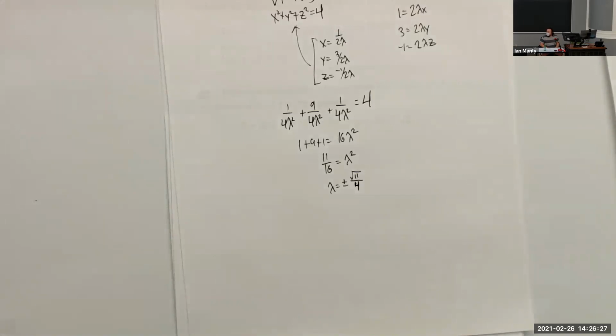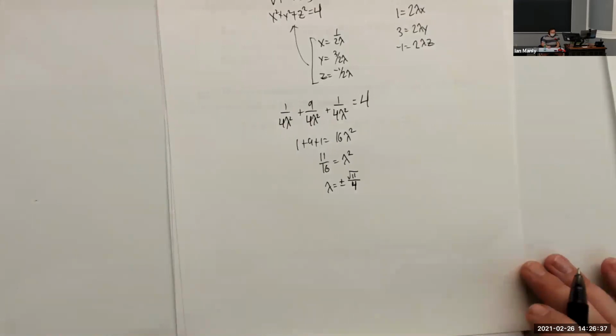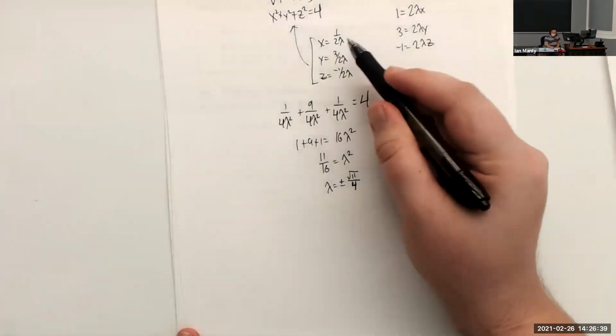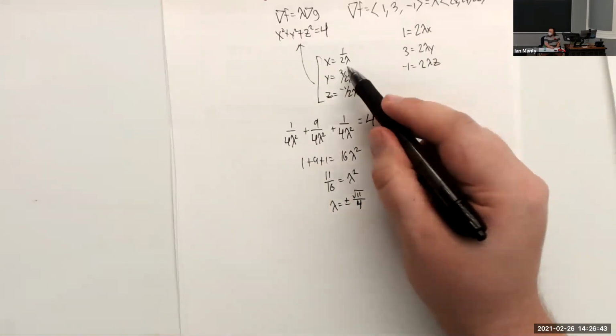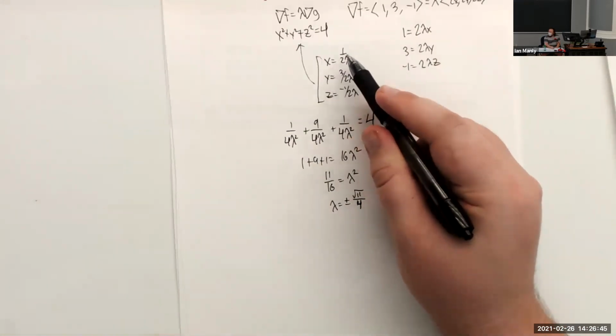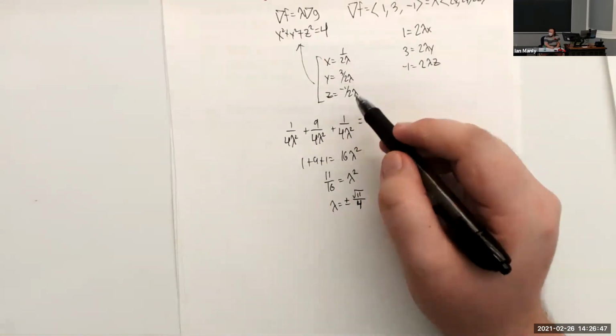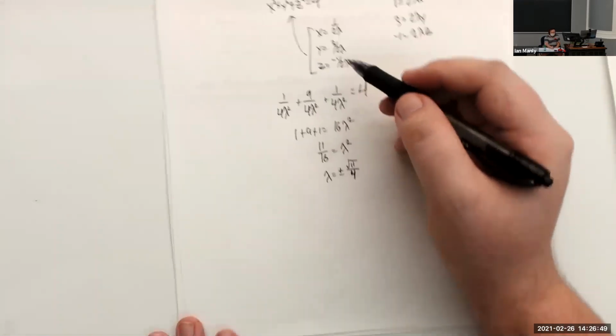Okay, so we have our possible lambda values here. Where did the 4 lambda squared come from? We squared 2 lambda. All right, so now that we have this, we're simply going to be able to get our x, y, and z very easily, because we know how x depends on lambda, y depends on lambda, and z depends on lambda.